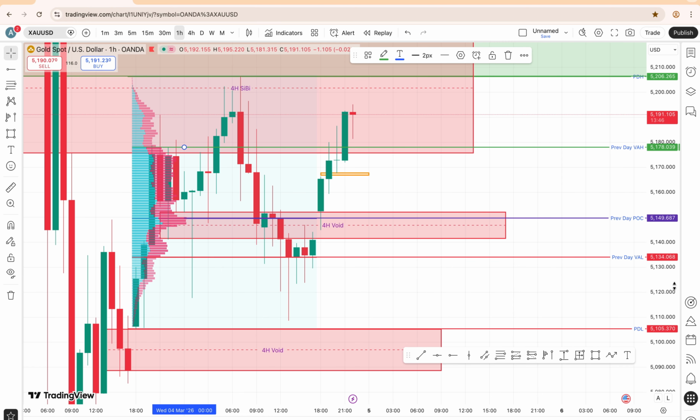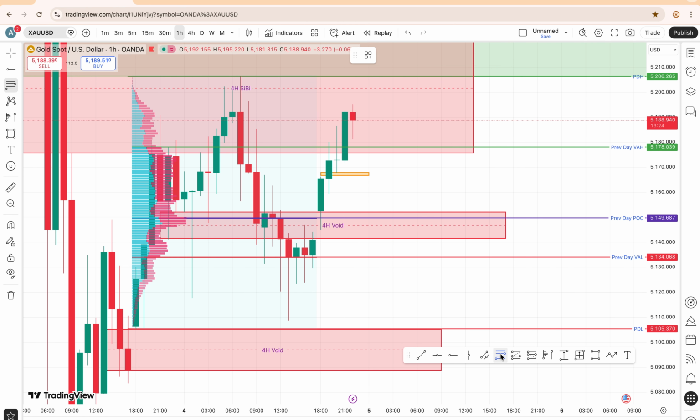You can also see that the POC is overlapping with the 4-hour void. Voids are very strong magnets, and you can see that it is overlapping, and as I'd shown you before, there's a 1-hour void as well. We've avoided also marking that as it is overlapping with the 4-hour void.